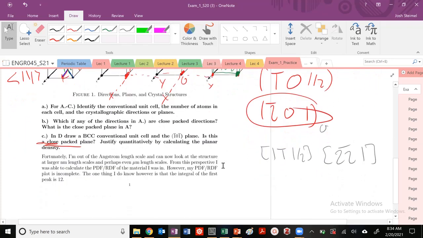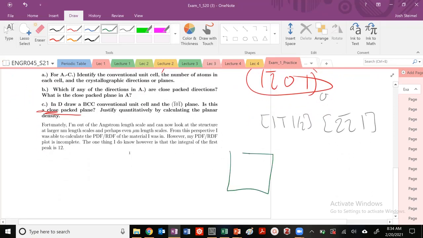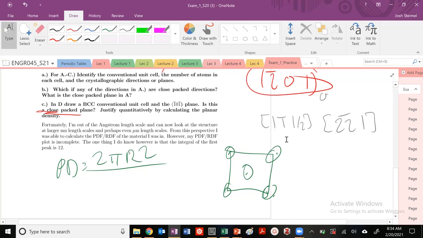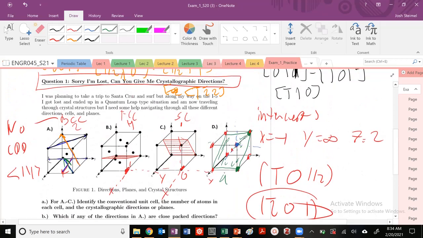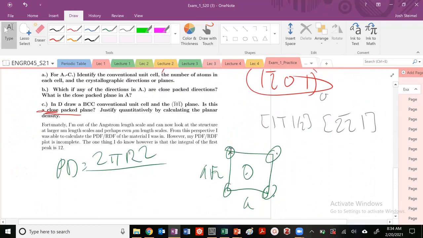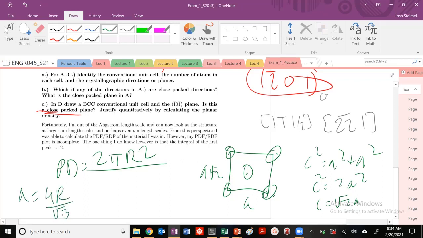So now we need to justify quantitatively by calculating the planar density. So my planar density is equal to the number of atoms, which is 2 here: quarter, quarter, quarter, quarter, and then one full. So 2 times pi r squared divided by this length here, which is a times square root of 2. We know that because we're looking at that diagonal. If I have my triangle, this is a, this is a, so c squared equals a squared plus a squared, so c equals square root of 2 times a. We know that a is equal to 4r over square root of 3, so I have square root of 2 times a. We can plug that into Mathematica.